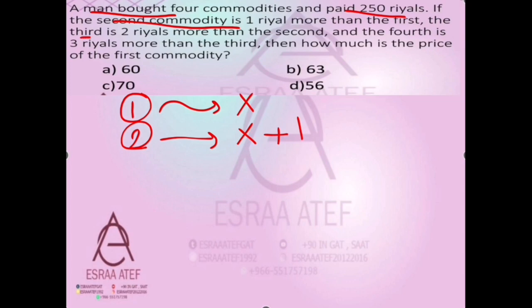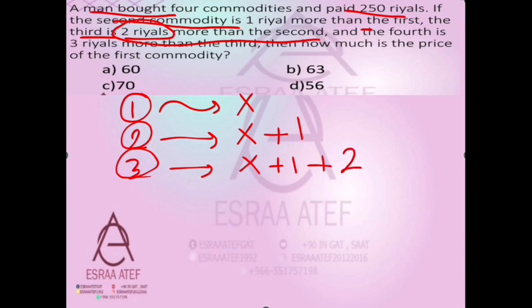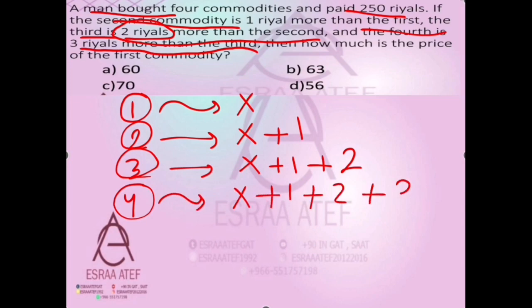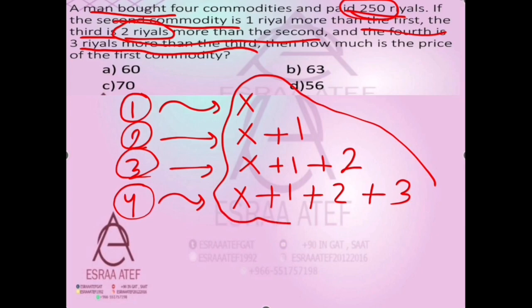Okay, and the third is 2 reals more than the second, so the third equals the second plus 2 reals. And then the fourth is 3 reals more than the third, which means the fourth is the third plus 3 reals. And all of them is 250, which means I will add all of them and equal them to 250.